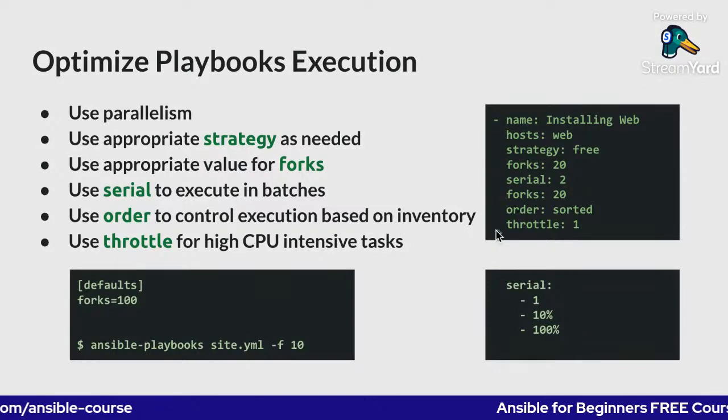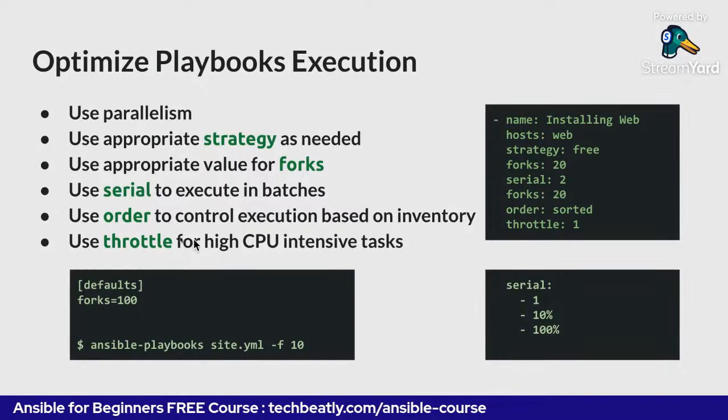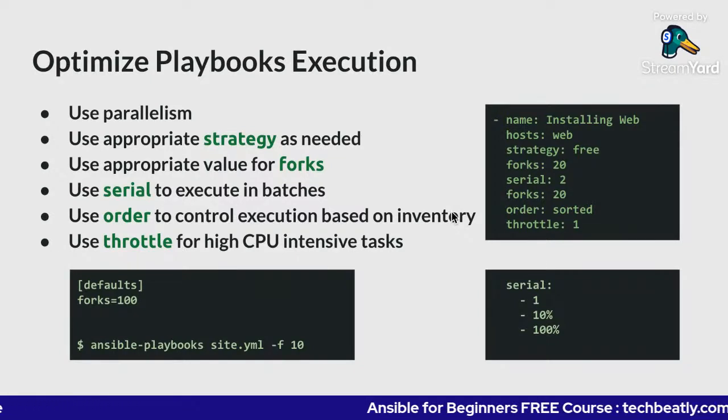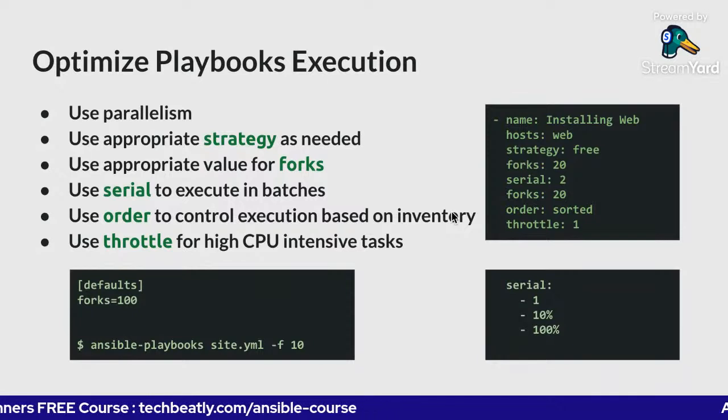Another important option is order. Order is the option to control your execution based on your inventory. You can put order like sorted, shuffle, or reverse. Let's say you have web1, web2, web3, web4, and you want to execute them in a specific order. You can put this order option like sorted or shuffle, like that.